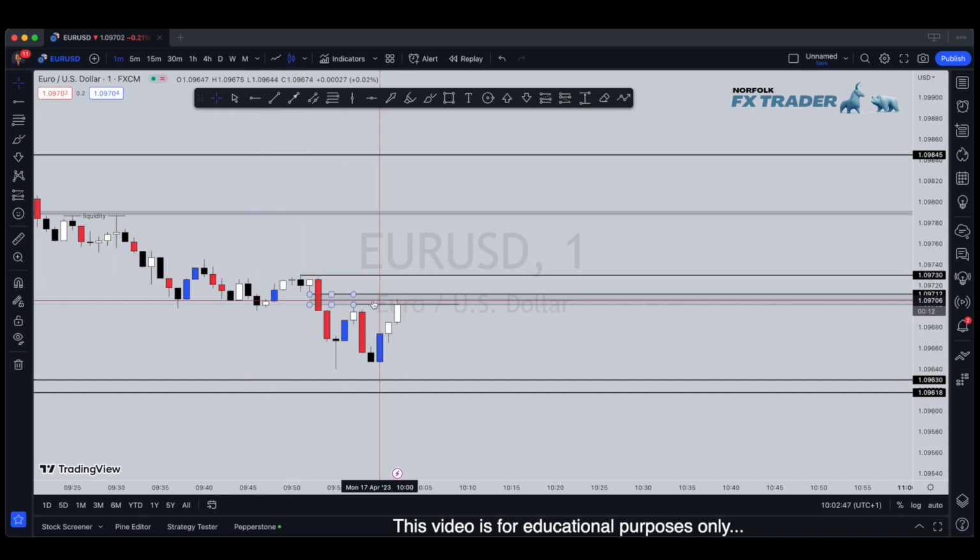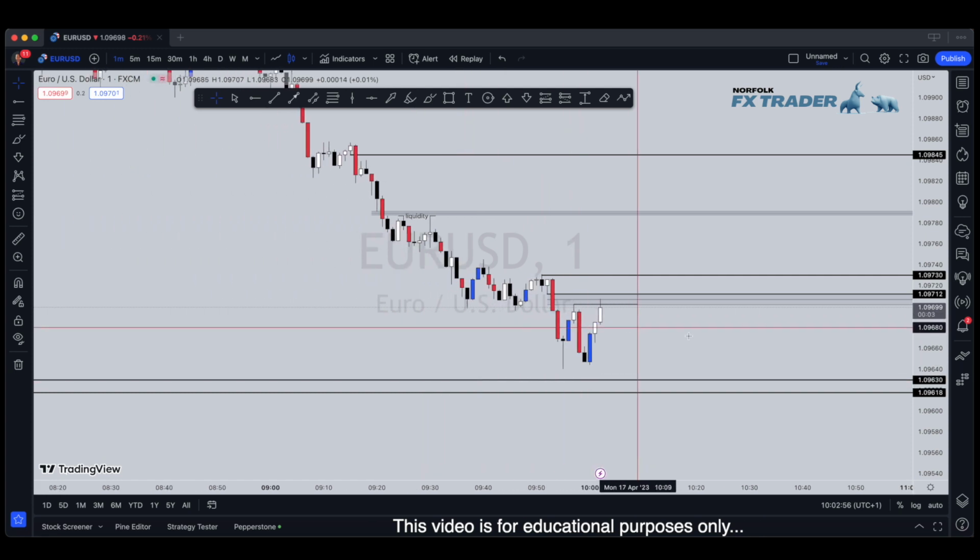But for now, I want to see the market hold at this area of imbalance. Do not close through this level. Show me a reversal back down so we can target this level. And that's how we're going to read price.